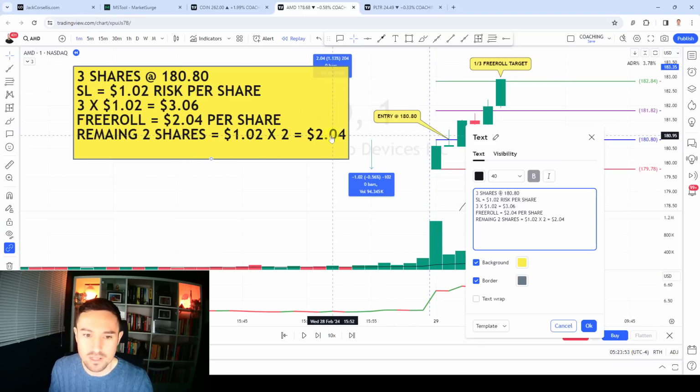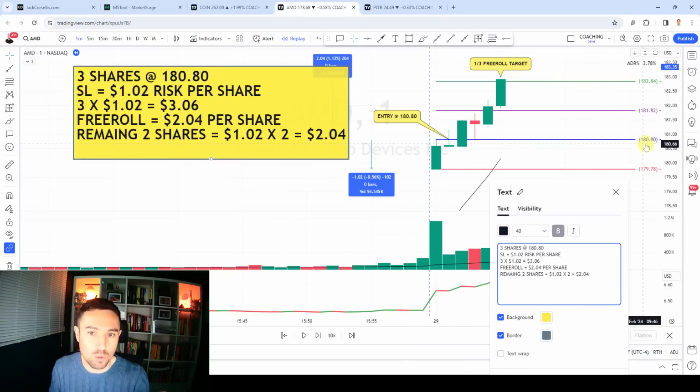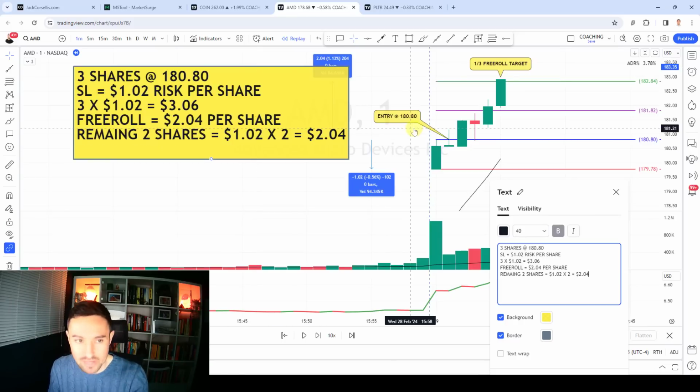Haven't we just seen this number? Right there. So remember, we sold 1 share at a profit of $2.04 per share, and we still have 2 remaining shares that have risk associated with each share of $1.02. Because remember, we bought them at 180.80 in this hypothetical example. Our stop is still at 179.78, so that is $1.02 risk per share, assuming perfect execution like we're doing here.